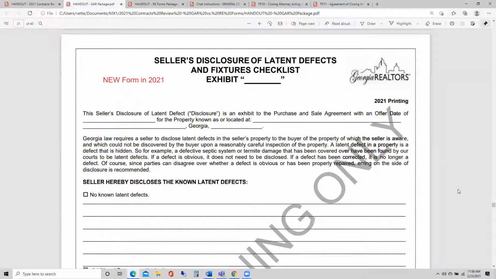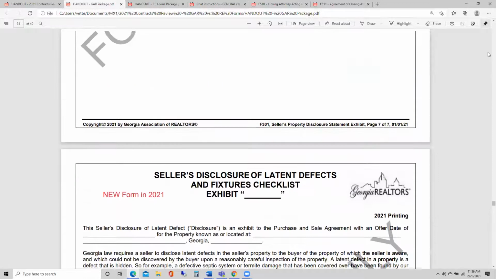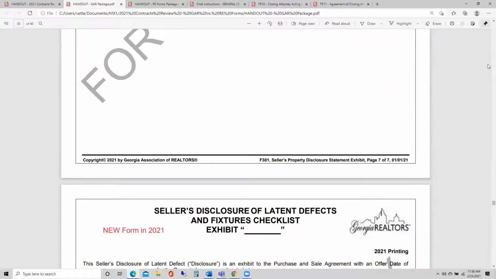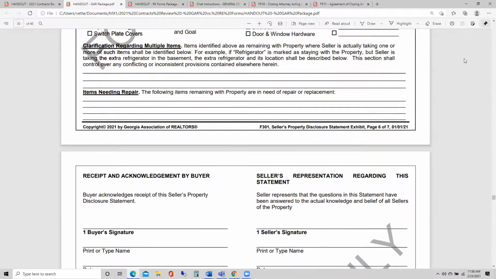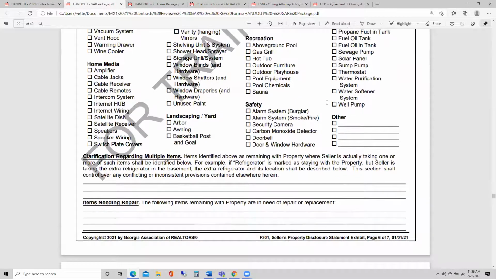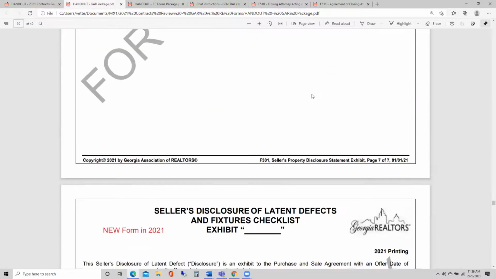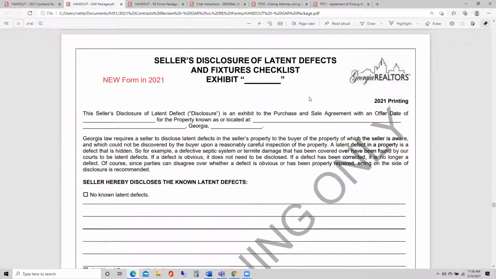So GAR this year has come up with this form, Seller's Disclosure of Latent Defects and Fixtures Checklist, to help that seller identify this, because many sellers did not want to fill out this complete 7-page property disclosure statement, especially if they had never lived in the home. And again, GAR came up with this form to use in 2021. Now, if you do have a seller that is an owner occupant, they too can use it. But the design of this is really for someone who's never lived in the house.